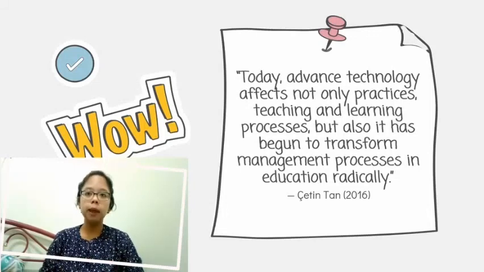Well, a statement by Tan in 2016 in his paper Technology Usage in School Management Electronic School explains the relationship clearly. Today, advanced technology affects not only practices, teaching and learning processes, but it has also begun to transform management process in education radically. Here, it goes to show that in the 21st century, technology and school management go hand in hand.